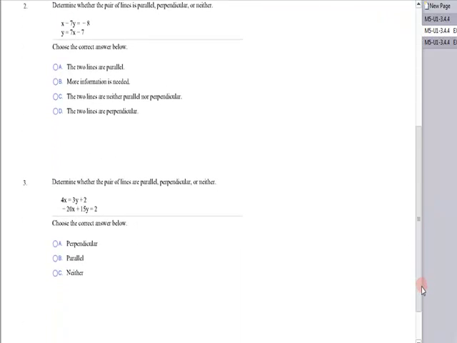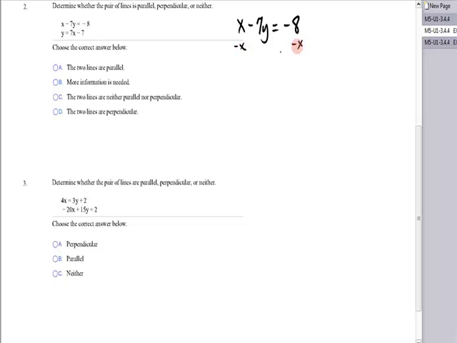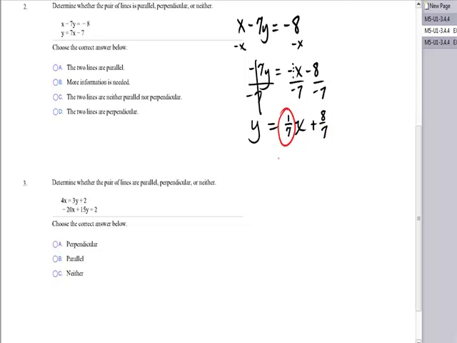Let's look at number 2. Now these equations are not both in the right format. One of them is x minus 7y is equal to negative 8. Well, I need it solved for y. So subtract x from both sides. Negative 7y is equal to negative x minus 8. Divide by negative 7. Y is equal to, because that divides out, this is an implied negative 1 over negative 7. Negative over negative is positive 1/7 x. Negative divided by negative is positive 8/7. All right, here's the slope of the first line.